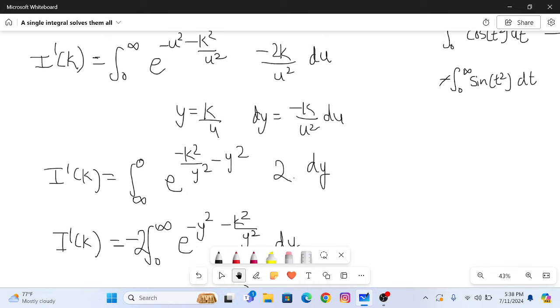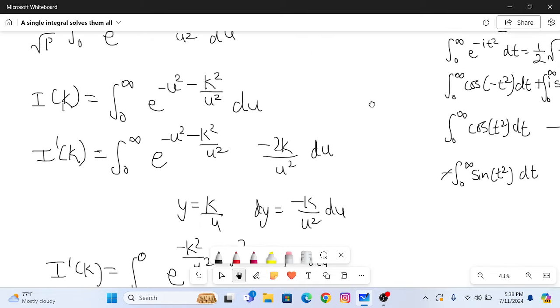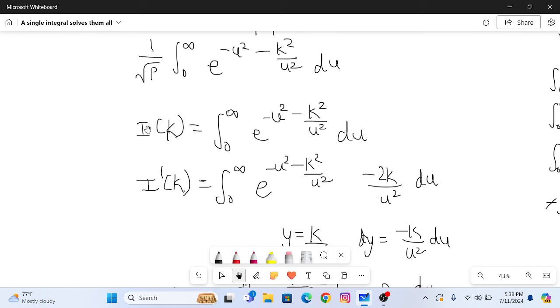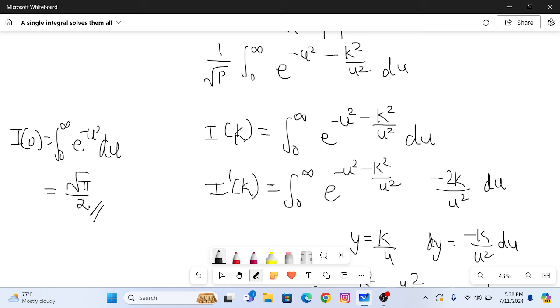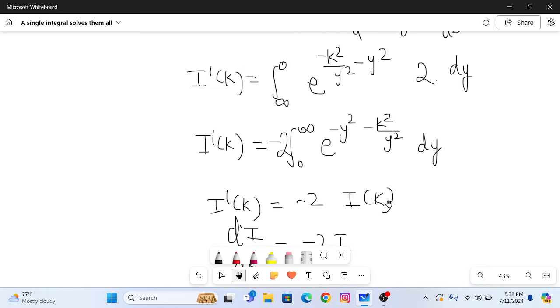So for that, notice that if we substitute k as 0 in the initial I of k integral, we will just have the Gaussian integral over here. Notice that I of 0 will just be the integral from 0 to infinity of e to the power minus u square, and this one goes to 0, du. And we know that this integral is just root pi by 2.